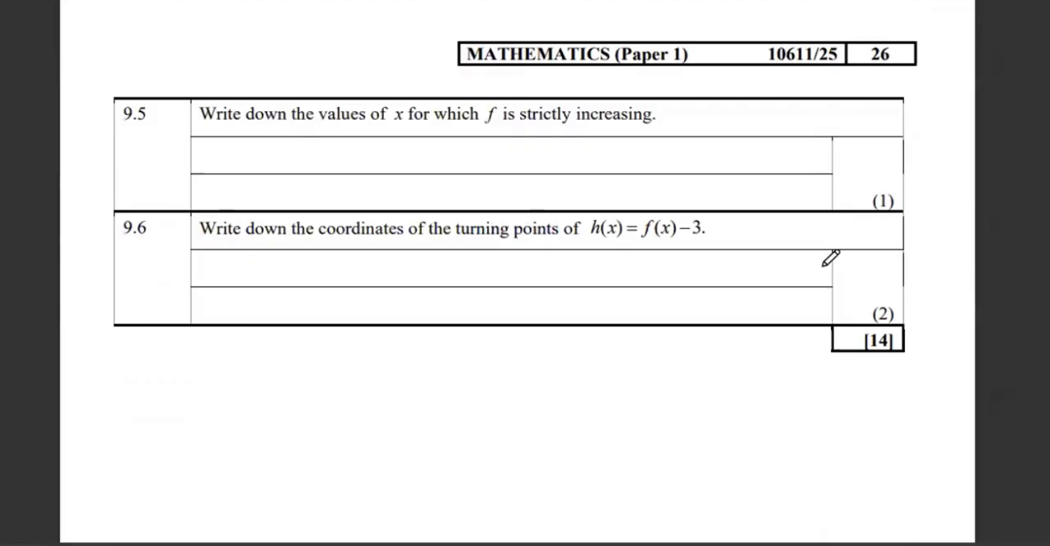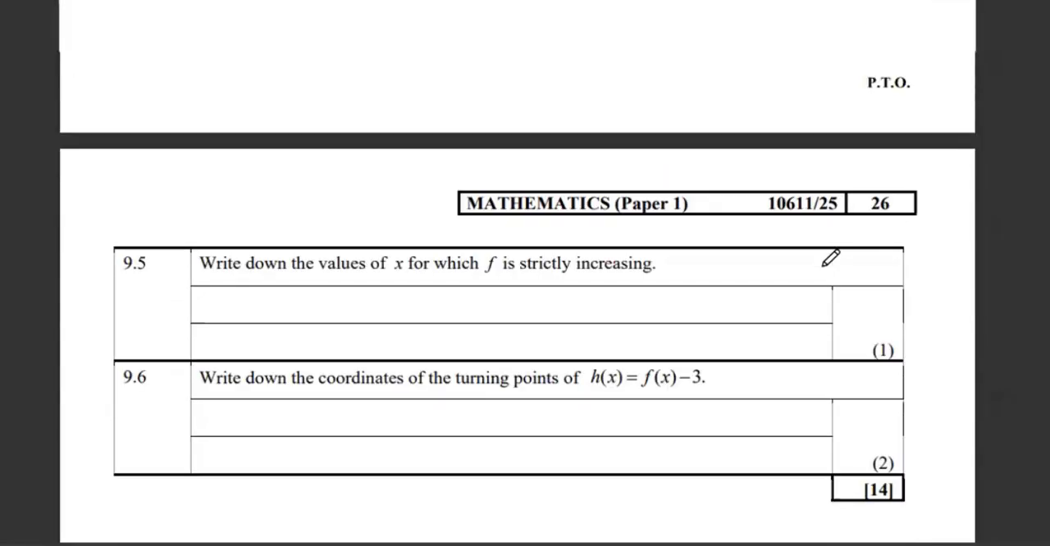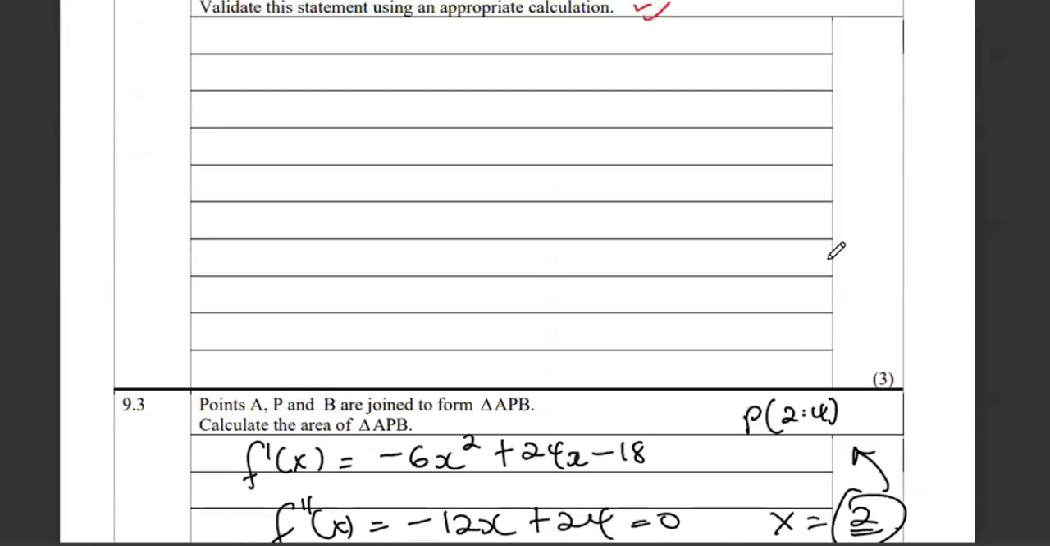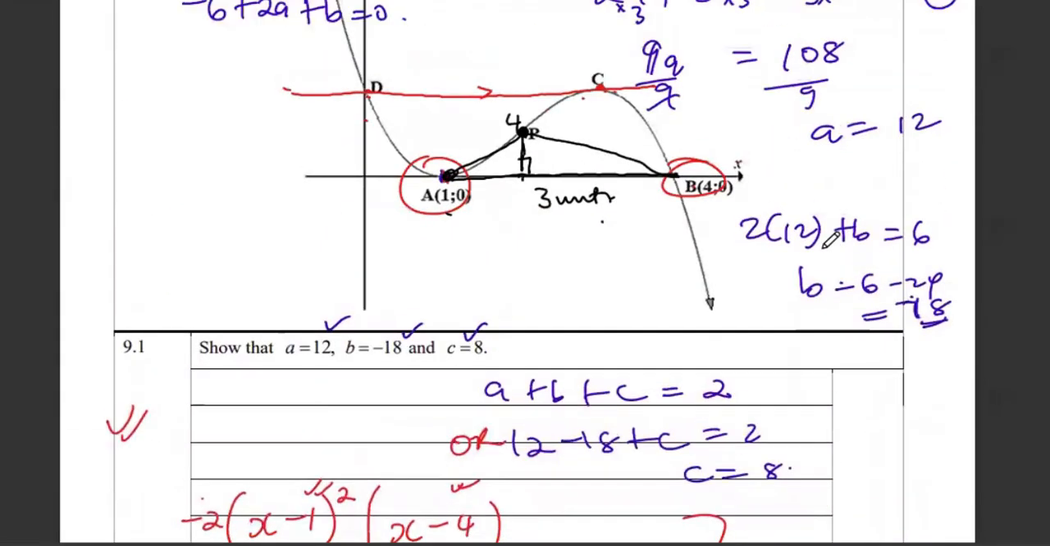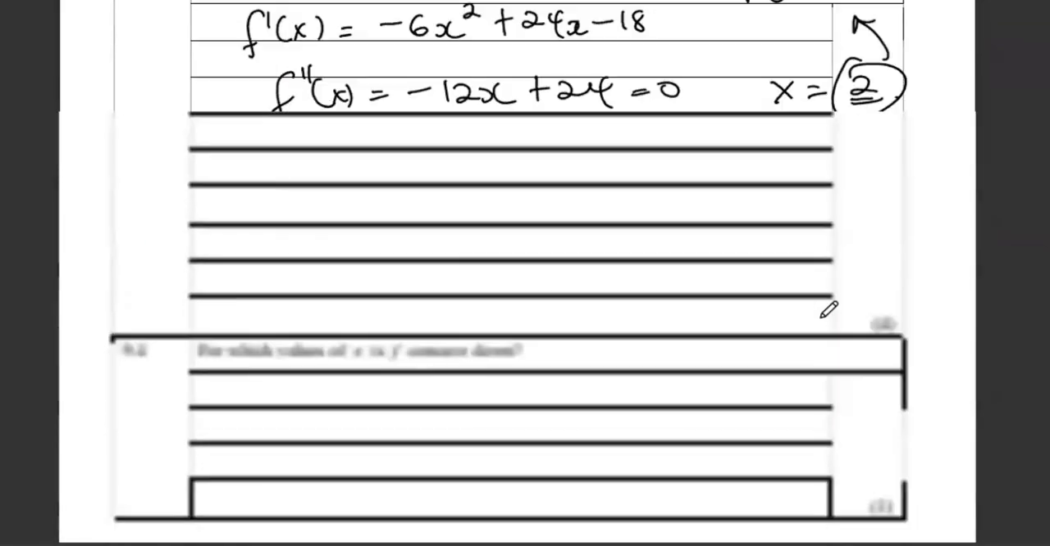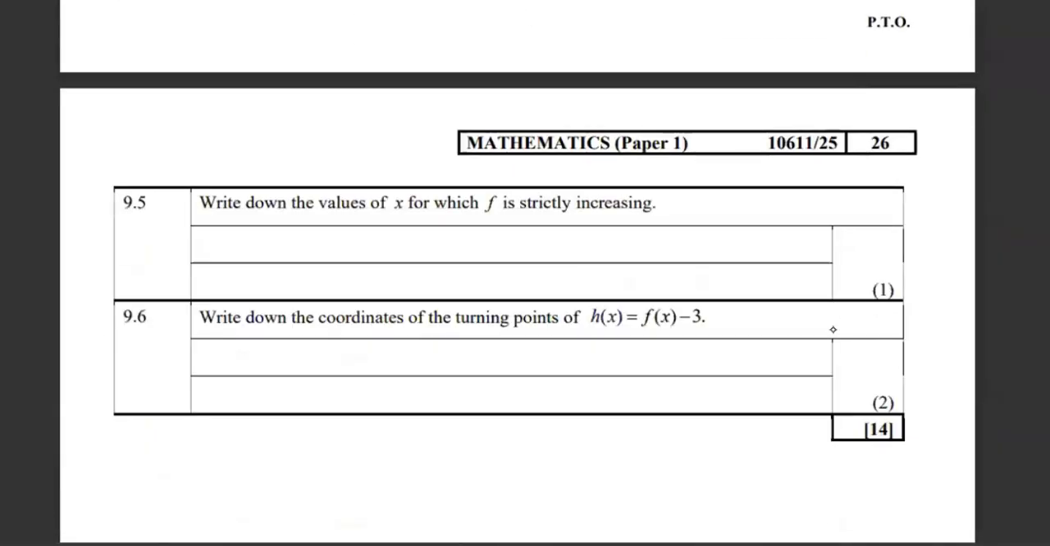Okay, then write down the values of x for which the graph is strictly increasing. So if this is a 2, and this is a 1, the distance there is 1 unit, so this turning point here must be at a 3. Okay, so this area is where we are finding the graph to be strictly increasing. So our values of x will be 1 less than x less than 3.